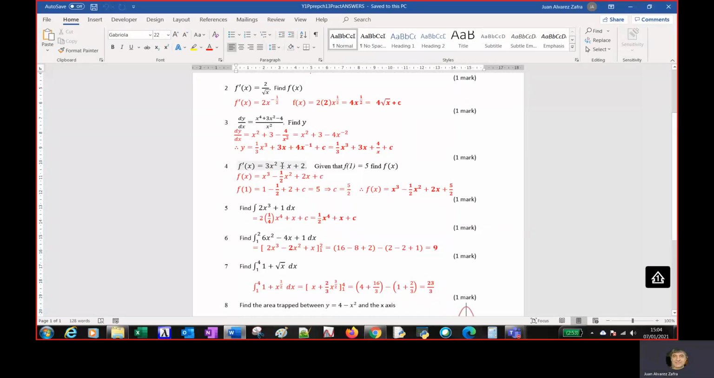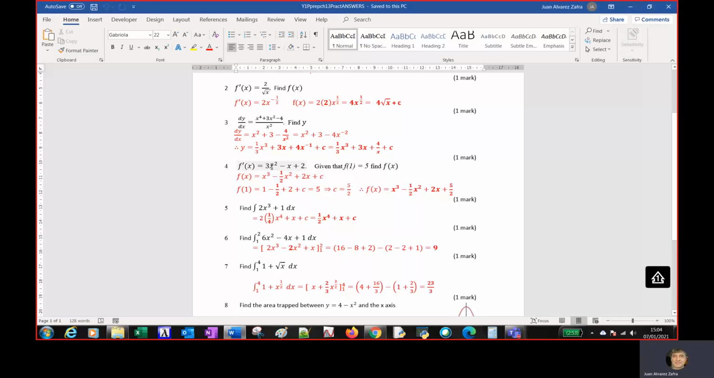The gradient function is 3x squared minus x plus 2. We want to find the original function, and we're told that when we input 1 into the original function, we get an output of 5. This will enable us to work out the constant of integration. So first of all, we integrate.